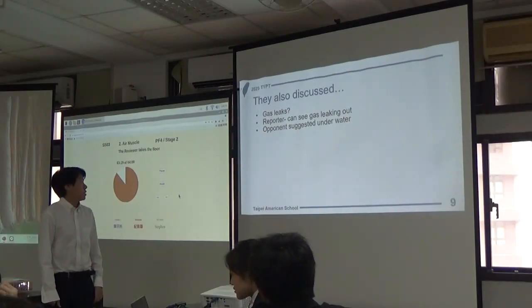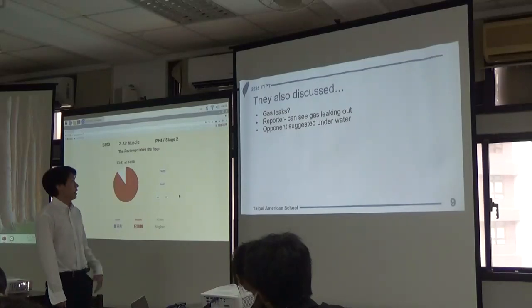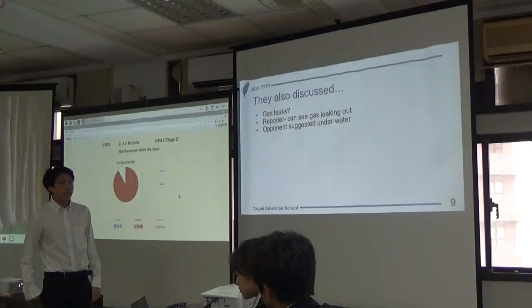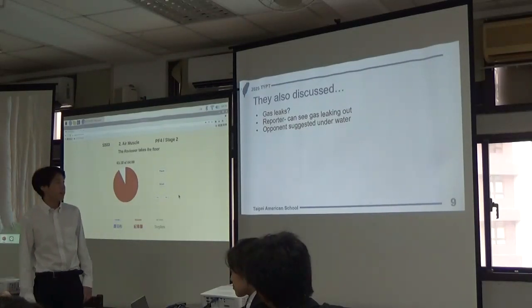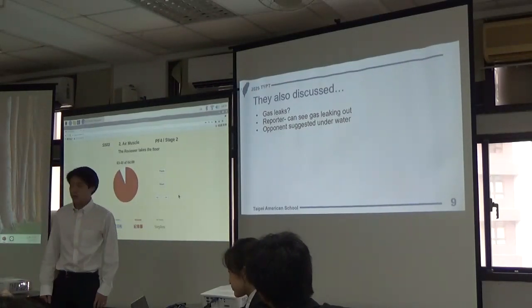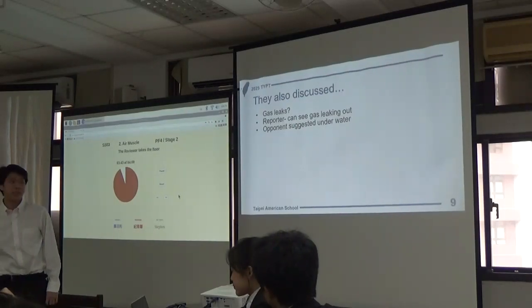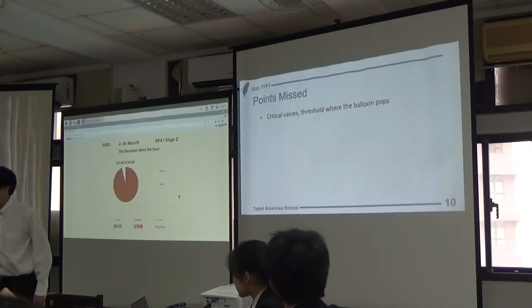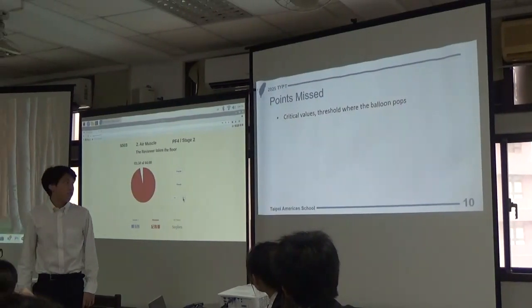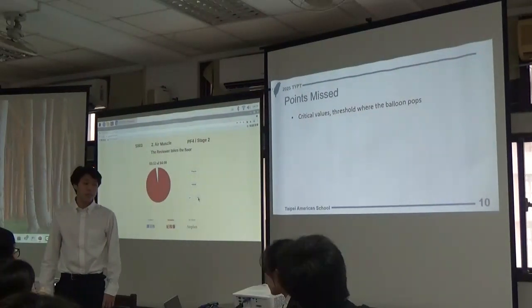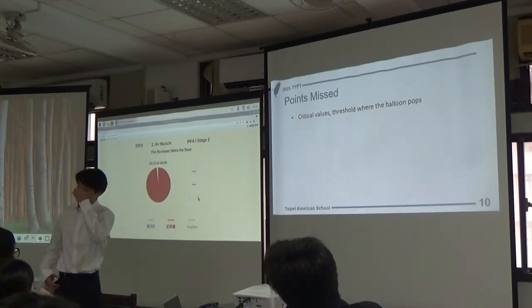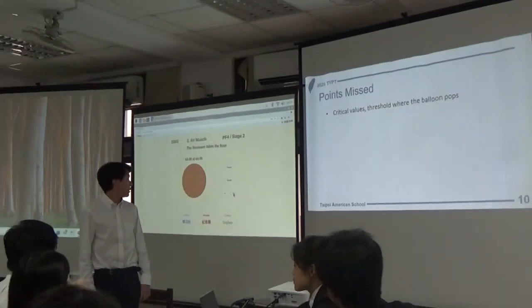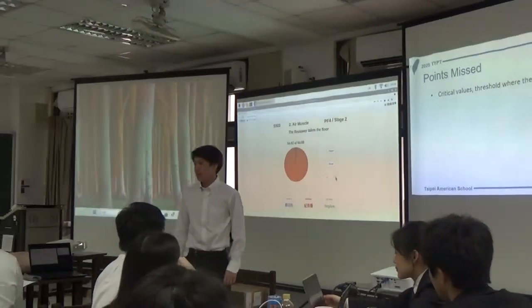And then some additional topics they discussed: gas leaks. The opponent suggested an underwater method. I think this is pretty necessary because gas leakage would cause a completely different expansion and volume. I also think they could have done more to explain critical values. They didn't really explain the characteristics of the graph. They just explained what would happen if the sign is positive or negative. They didn't clearly explain the behaviors or the magnitude.